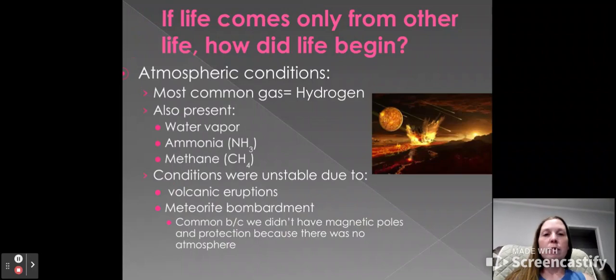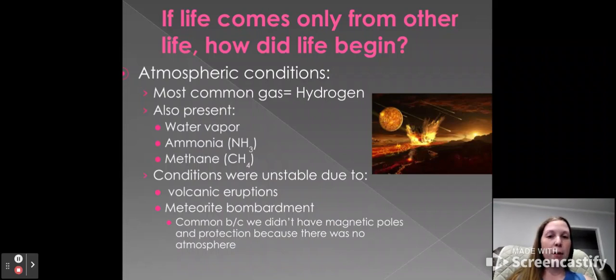So if life comes only from other life, how did it begin? We have to understand what the atmospheric conditions were at this point to know what could have occurred here. First off, the most common gas present in the atmosphere at this time was hydrogen, but also water vapor, ammonia, and methane were present. And the conditions were very unstable due to a bunch of different issues, but volcanic eruptions was a huge one.